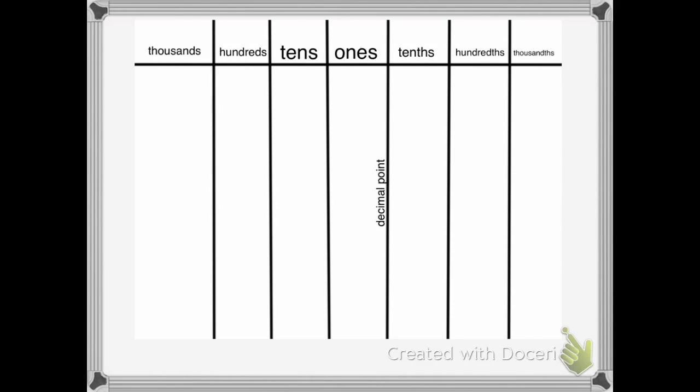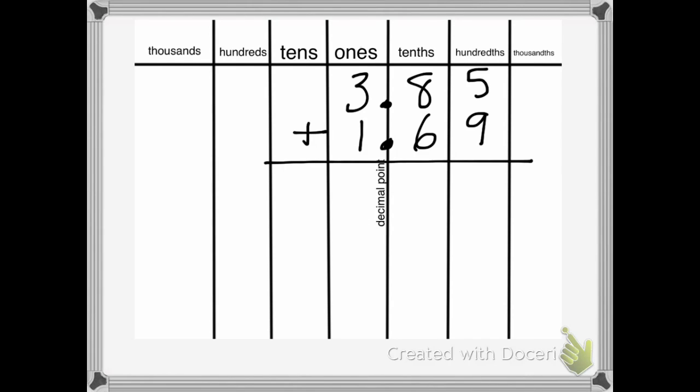Let's do 3 and 85/100 plus 1 and 69/100. Okay, everything's still lined up. Decimal points are lined up. Let's go ahead and add and see how that works. 5 plus 9, 14, carry my 1. 1 plus 8 is 9, plus 6 is 15, carry my 1. My decimal point stays right where it was, in between the ones and the tenths. 1 plus 3 is 4, plus 1 is 5. So my final answer is 5 and 54/100.